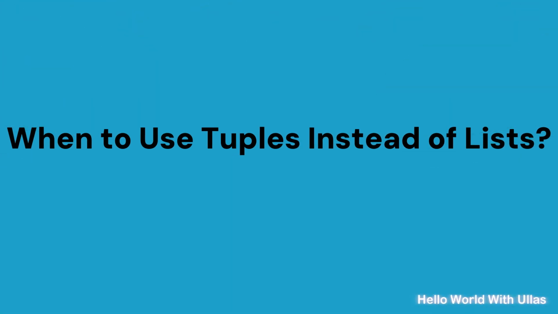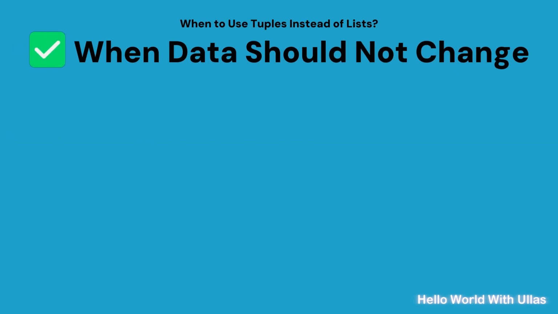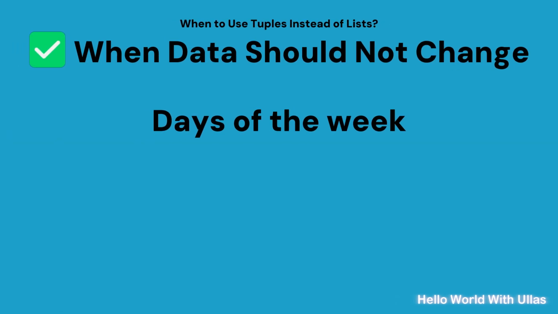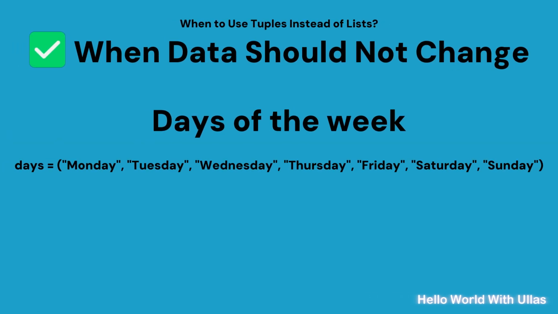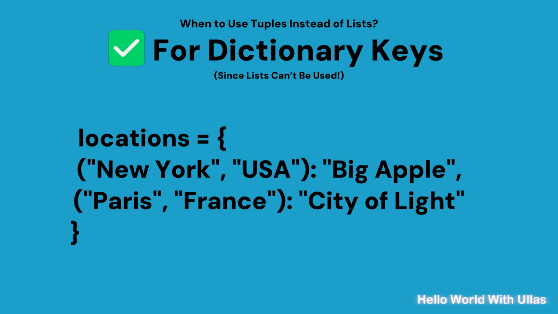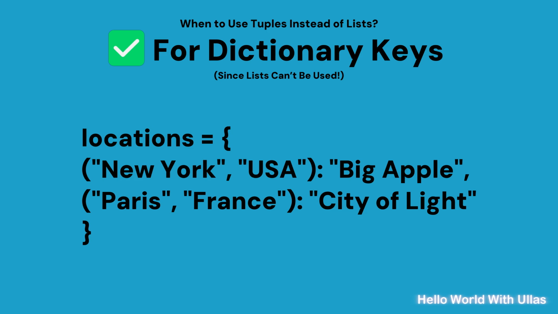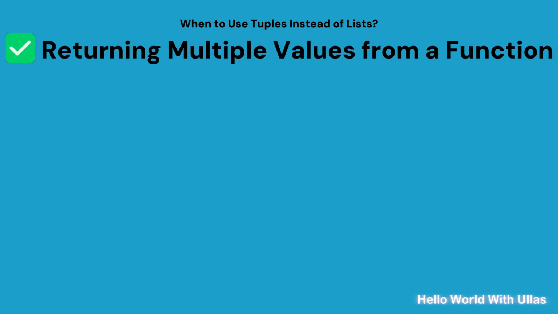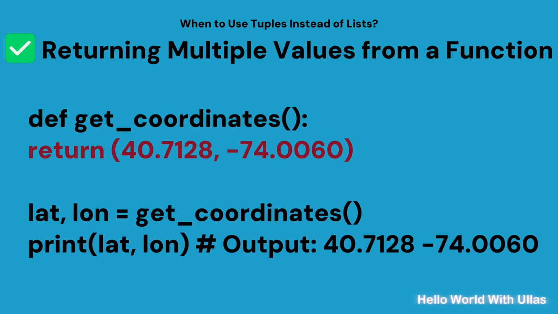When to use tuples instead of lists? When data should not change. For example, days of the week. So we have days equal to Monday, Tuesday, Wednesday until Sunday. For dictionary keys, since lists cannot be used. For example, locations, inside we have a key pair. Returning multiple values from a function. Let's say we have a function which returns multiple values. Then we can use a tuple. Here we have latitude and longitude as an output.